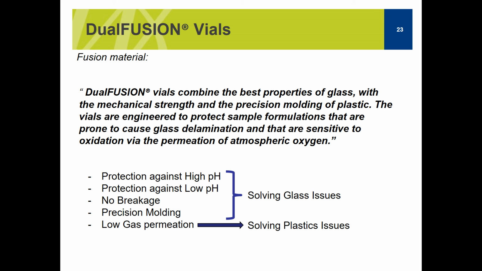So again, this is also another summary slide. Again, DualFUSION protects against high pH and low pH. Now this has no breakage and precision molding, so it solves the glass issues. And in the next module, the last module, we'll talk about gas permeation.